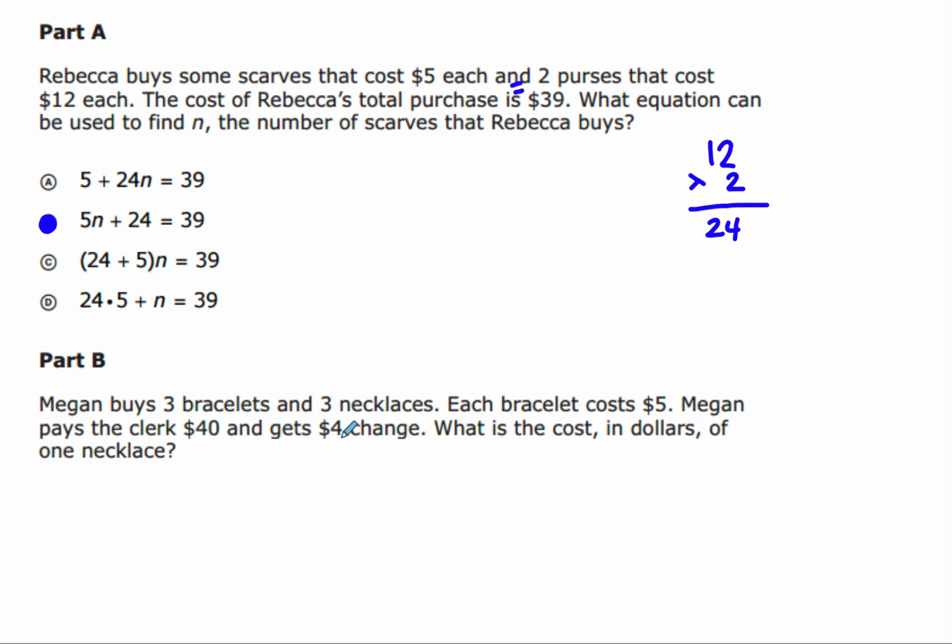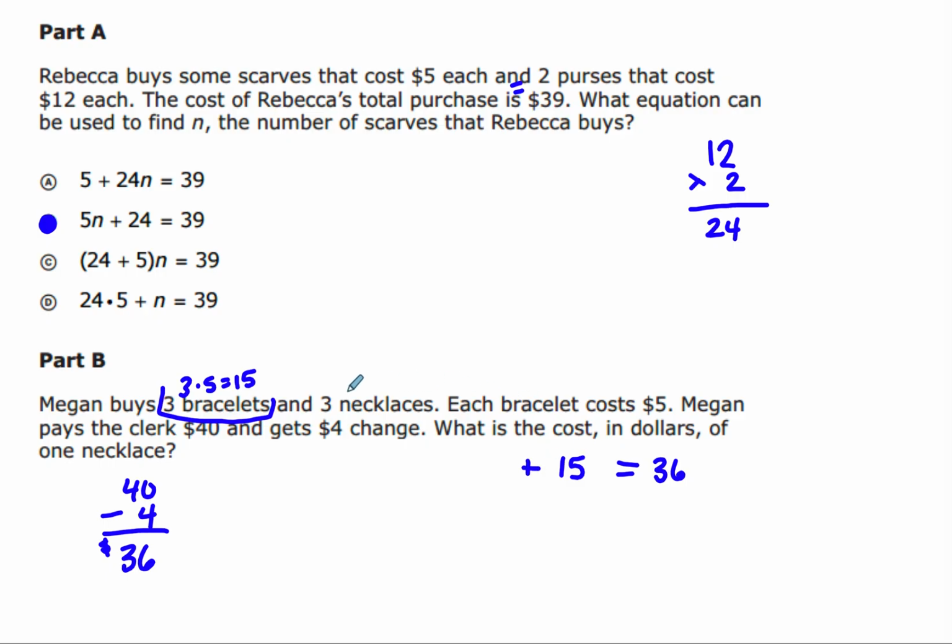So the first thing we need to know is how much money she spent. So 40 minus 4. She spends $36 is how much money she spends. Our equation is going to equal 36. She buys 3 bracelets and each one costs $5. So if we do 3 times 5, I know she spent $15 in bracelets.